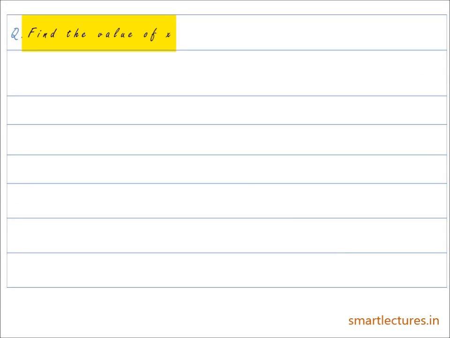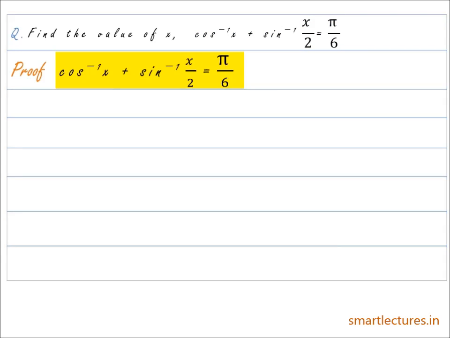Now let's solve one more question. Find the value of x for which cos inverse x plus sin inverse half x is equal to pi upon 6. Now here we are given that cos inverse x plus sin inverse half x is equal to pi upon 6.